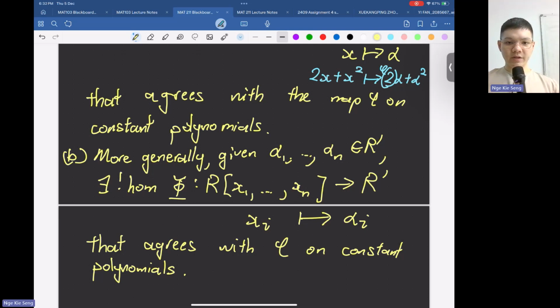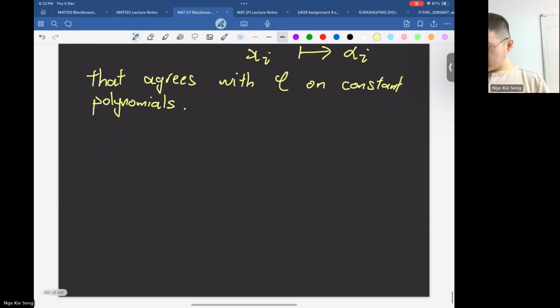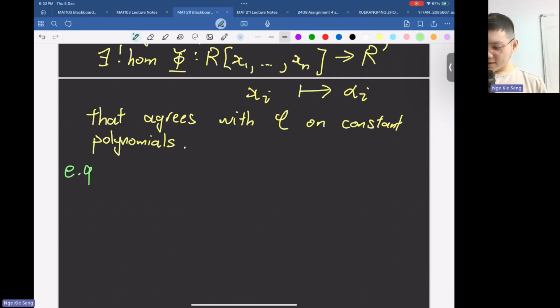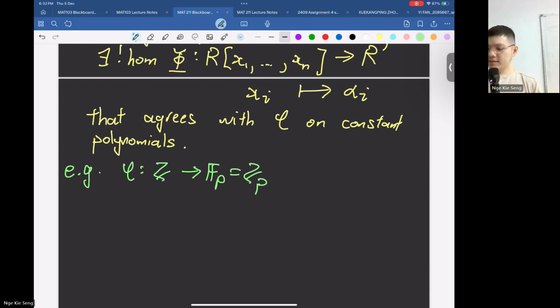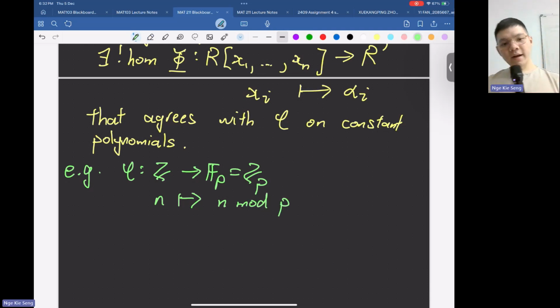Should we do an example first or should we do the proof first? Okay, so let's try examples. If I do the example later than the proof, you cannot sleep. Okay, so let's define a little phi from Z to F_p. Do you still remember what this map is? It sends n to n mod p. Good.